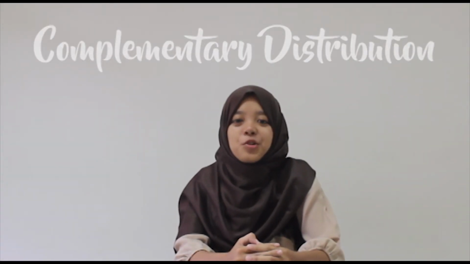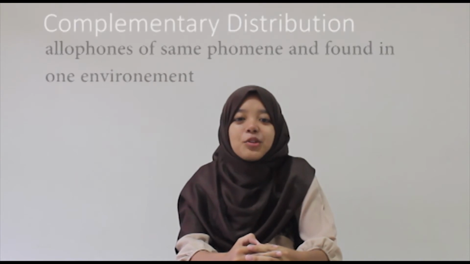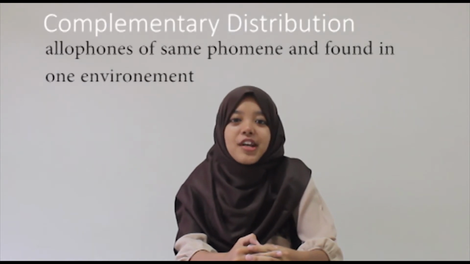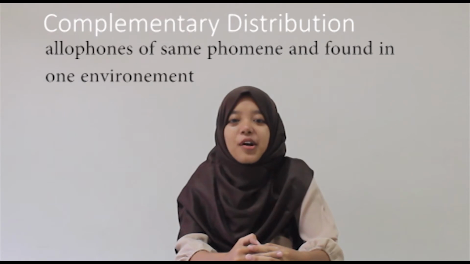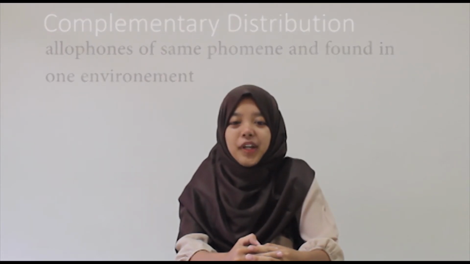Okay, so let's move to the next lesson. It is about complementary distribution. Complementary distribution is the allowance of the same phoneme, and it can only be found in one environment. To help you understand this lesson, I would like to give you two examples of complementary distribution. The first example is in carved handwriting, in the words glue and blue, and the second is in the pronunciation of the plural forms of birds and cats.